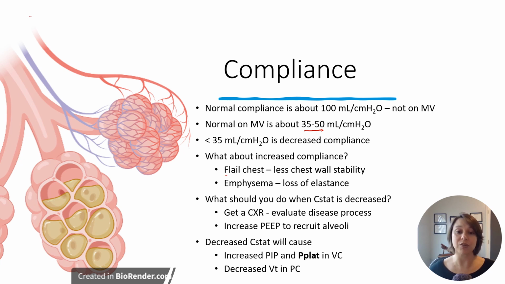The first is flail chest, and that is because we have less chest wall stability when we have a set of fractured ribs. The second one is emphysema. This is because of a loss of elastance. Elastance is the force that works against compliance. It's the part of the lungs that helps bring it back into a resting state.